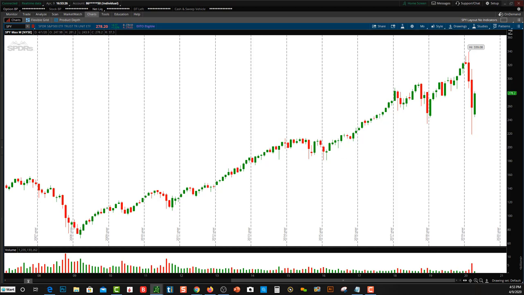Now, instead of doing horizontal support and resistance, we're going to go angular, right? The trend is your friend when trading. Ride the trend up, ride the trend down. If you're bullish or you're long, you're riding the trend up. If you're bearish, you're riding the trend down.